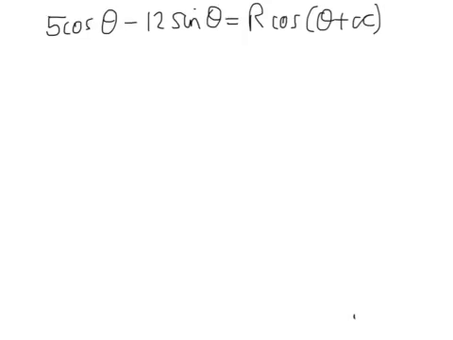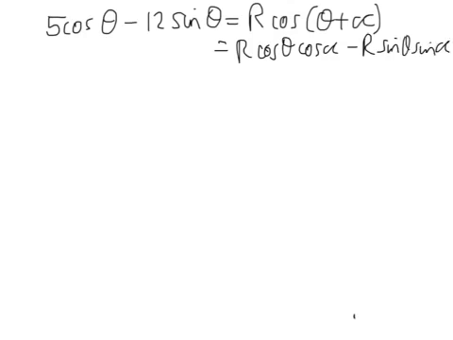Okay, I'm going to show you how we can get the expression 5 cos theta minus 12 sine theta into the form r cos(theta plus alpha). First thing to do is to expand the right-hand side. So we know that r cos(theta plus alpha) is r cos theta cos alpha minus r sine theta sine alpha.